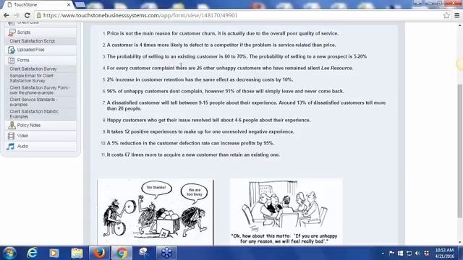The probability of selling to an existing customer is 60 to 70%. The probability of selling to a new prospect is 5 to 20%. People who are happy with their experience with you are going to buy more, and they're going to buy more often. For every customer complaint, there are 26 other unhappy customers who remained silent.